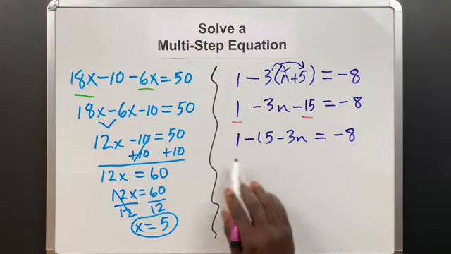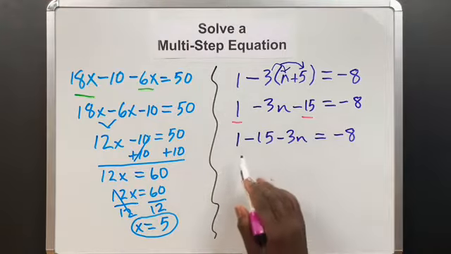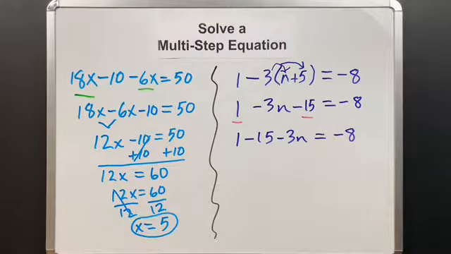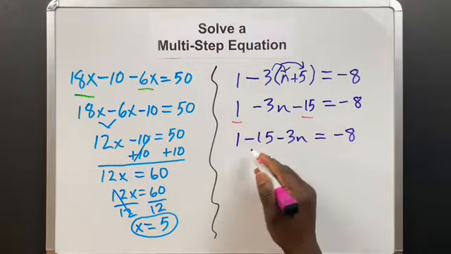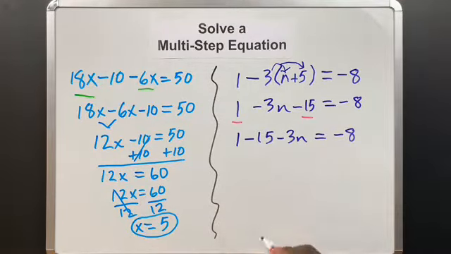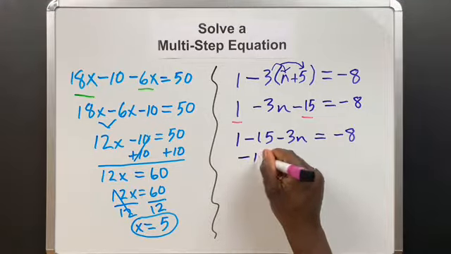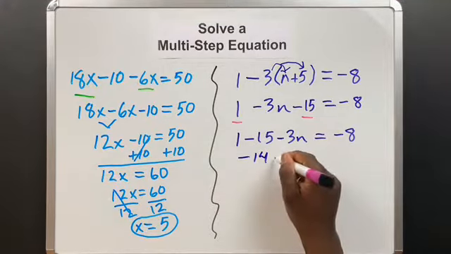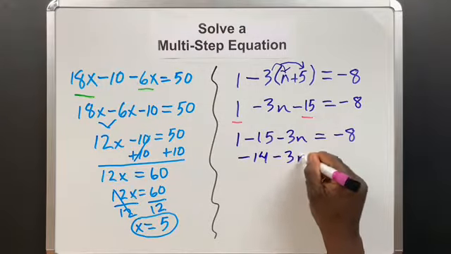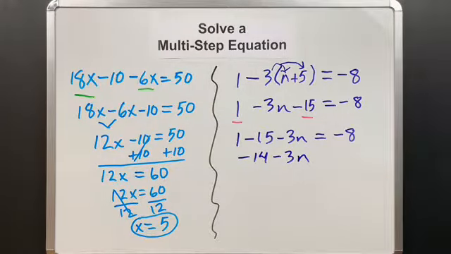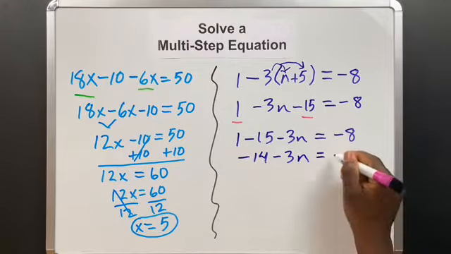Now that we have both like terms together, 1 minus 15, that's just like adding integers. All right, a minus b equals a plus the opposite of b. So then 1 minus 15 is negative 14. Bring down the minus 3 times n, okay, equals negative 8.